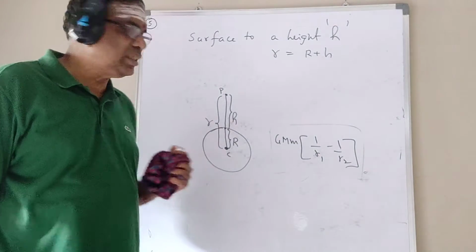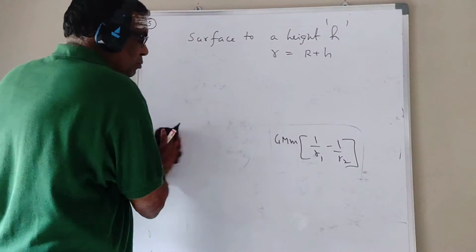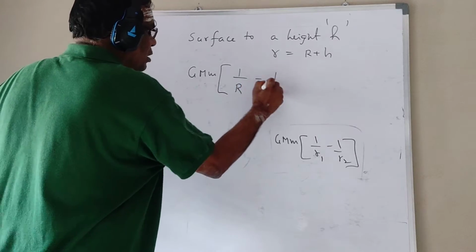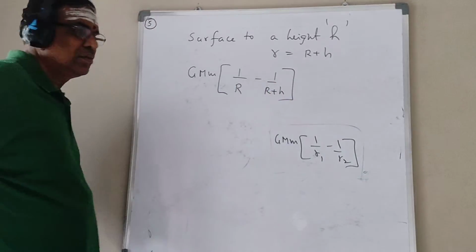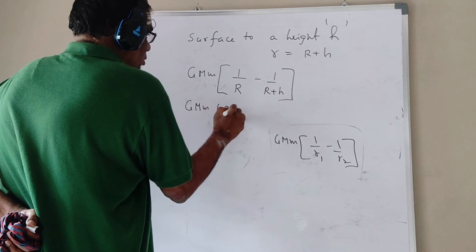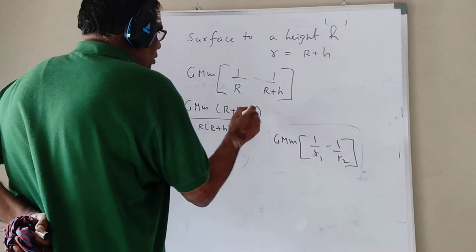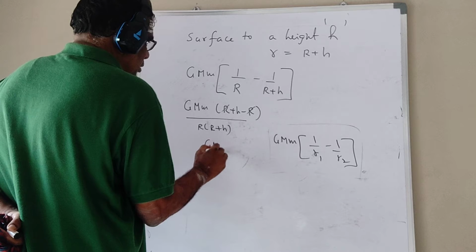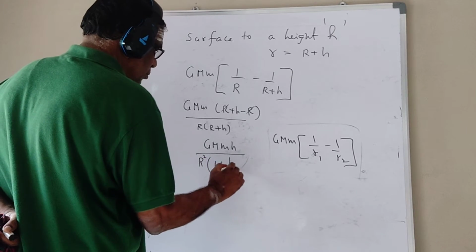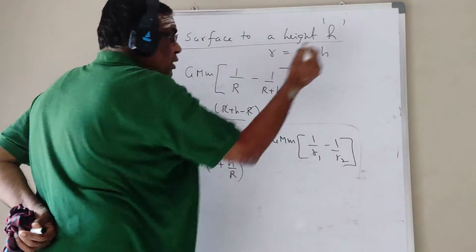I want to take the difference between the surface and a height H. So what do I do here? What is the initial thing? Surface is R. To a height H means R plus H. So you have Gmm by R into, so R gets cancelled, Gmm by R, I am taking common. This is the change in potential energy from surface to a height H.